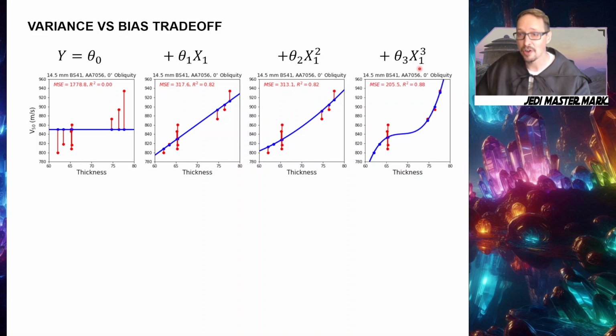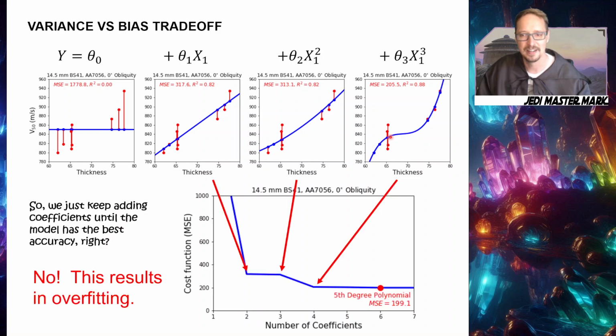If you add another column, x1 cubed, and another model parameter, theta 3, you can see the mean squared error goes down once more. It captures all of these training data points very well. It's really hard for a model to capture really the split in these data. So for the most part, it's doing a very good job.